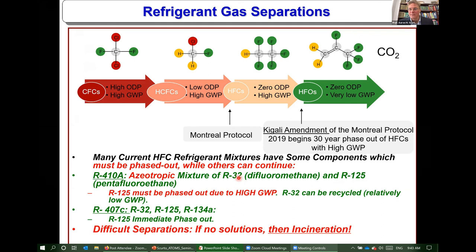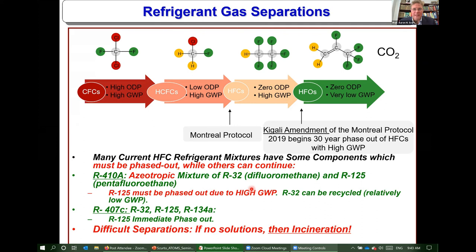Now, when looking at the global warming potentials of these two in this azeotropic mixture, R32 is relatively low, so in most countries it's not being slated to be phased out anytime soon. But R125 is slated to be phased out. However, it's found in this azeotropic mixture. When we try to replace this and reuse that material, because these are made on thousands of tons scale, how do we potentially recover and recycle these particular refrigerant gases?